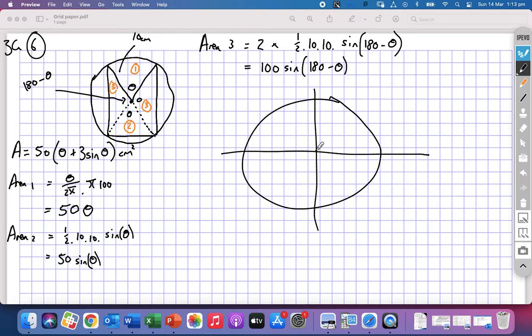Let's just choose a nice common angle. I think that looks like a pi on 6. So there's the cos coordinate, there's the sine. And I've chosen pi on 6. What happens if I do 180 degrees minus pi on 6?